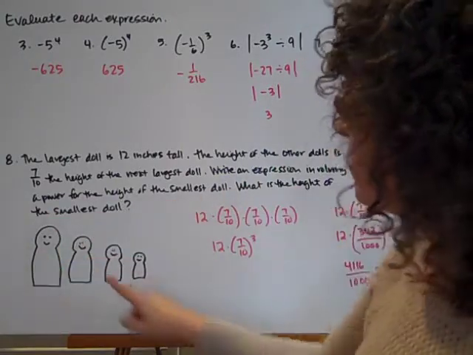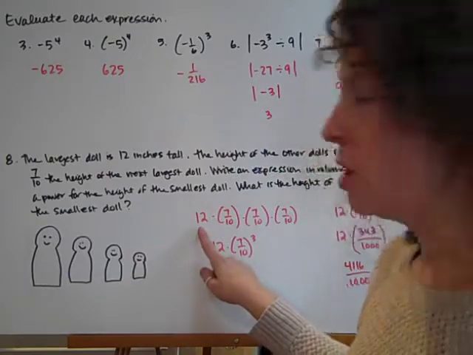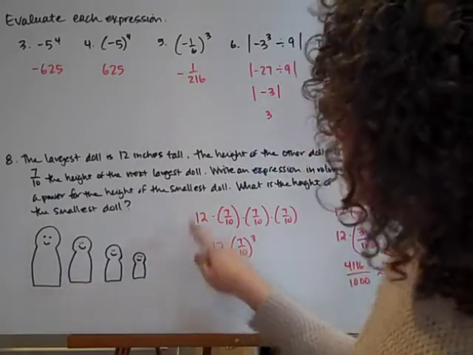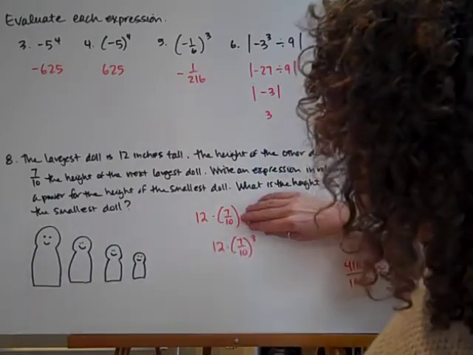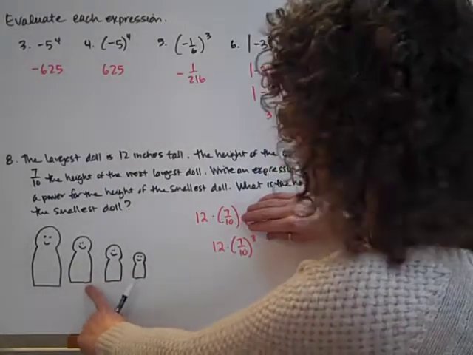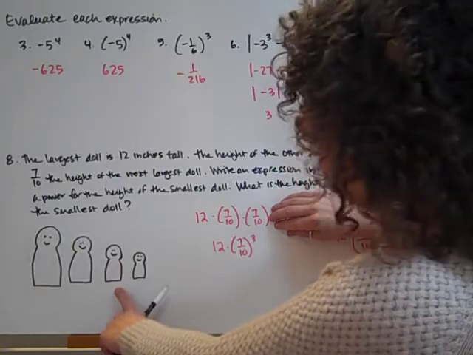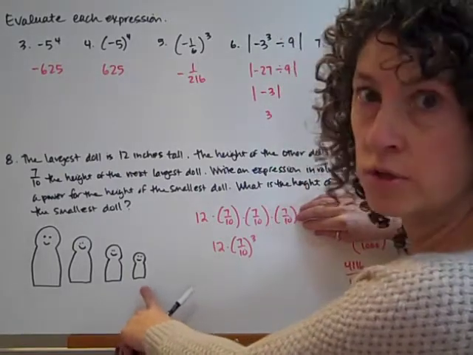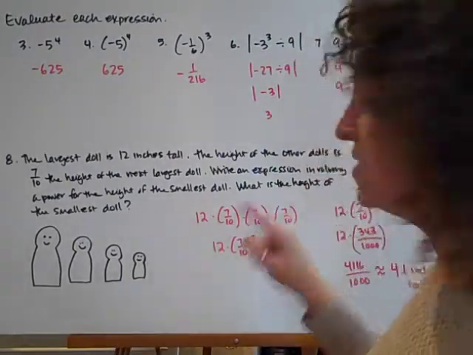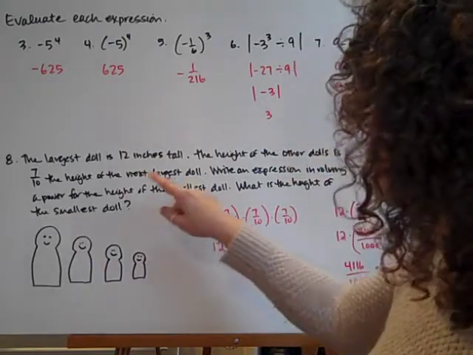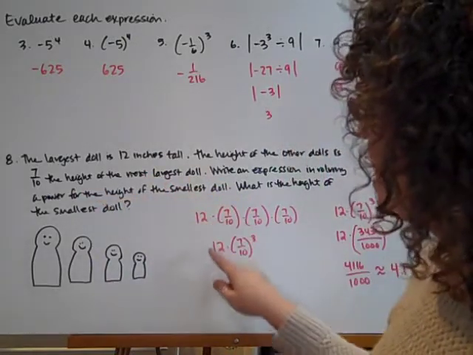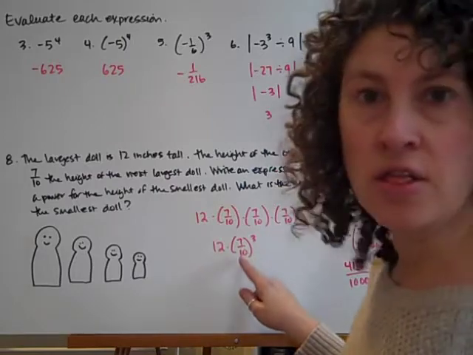All right, so we've got 4 of them. So my first one is 12 inches tall. My next one is going to be 7/10 of that. So this is my expression for the second largest doll. The one after that is 7/10 of what the second one is. And then the last one is 7/10 of what the third doll is. So I'm just multiplying by 7/10 repeatedly as I go down. So to write this involving powers, I have 12 times, and this is 7/10 to the third power.